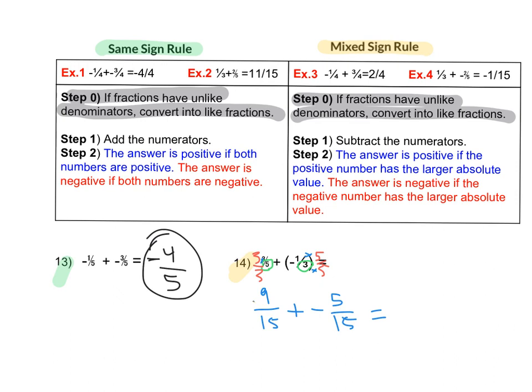Last but not least, we're going to use step 1 and step 2, just like at the beginning of the video, for mixed sign problems. So first I'm going to subtract my numbers. 9 subtract 5 is 4. Okay, the denominator is going to stay the same. And since 9 has a larger absolute value and it's a positive number, then the answer is going to stay positive. So I have positive 4 over 15.